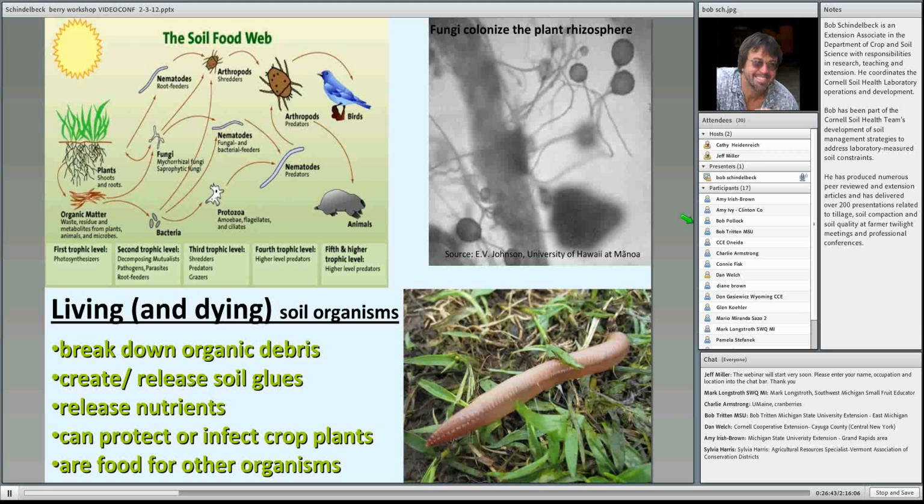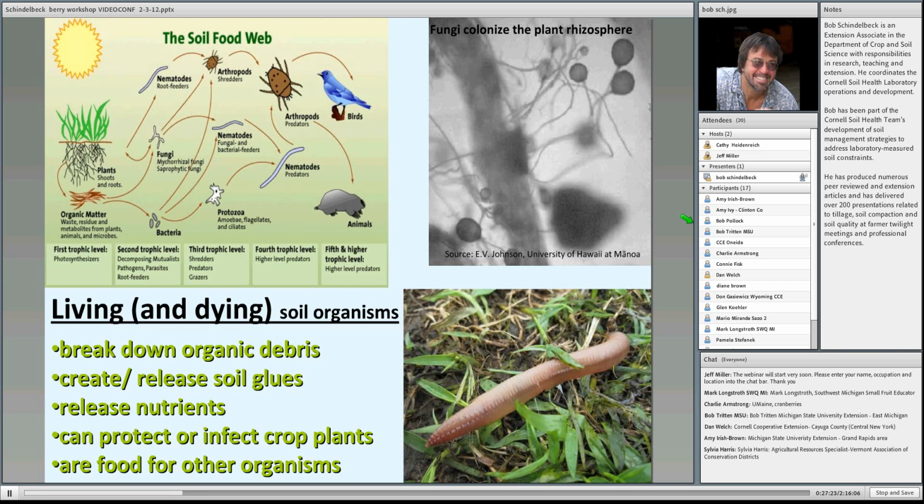Okay, here we go again with the soil food web. On the right, I'm showing some fungi colonizing this plant rhizosphere in a more undisturbed environment. I just wanted to use this slide to introduce this idea again that we've got living and dying soil organisms. So there's really a web of life going on quite rapidly in our soil that we're going to want to affect with our management. But first, I'm going to take just a few minutes to say how we're going to look at the processes themselves in the soil so that we can apply management to those processes.